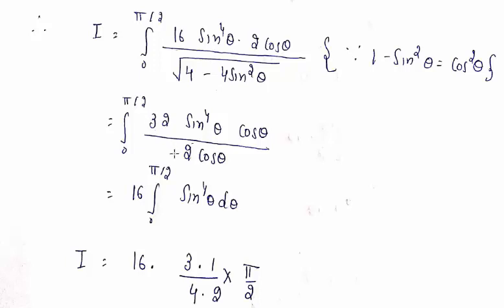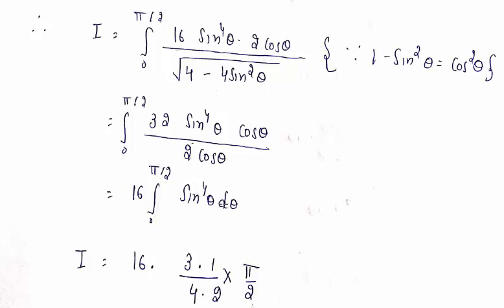Now 32 over 2 is 16. So here we can write 16. Then cos and cos cancel out. We have the term only sine raised to power 4 theta d theta, and limit is from 0 to pi by 2. Then this 16 as it is.